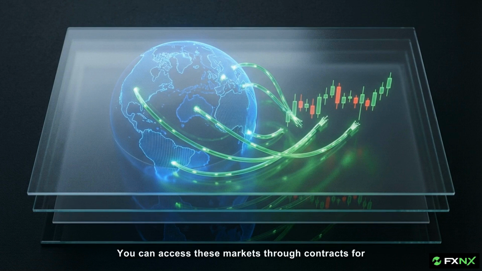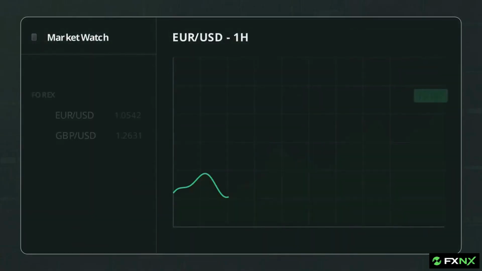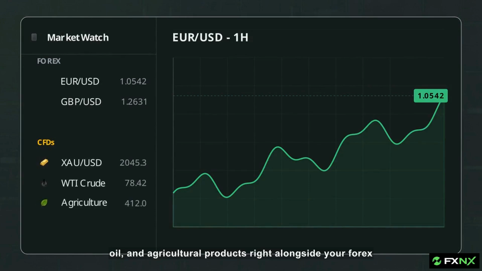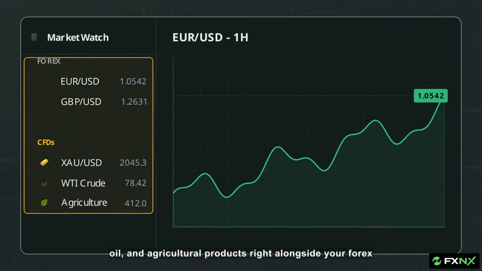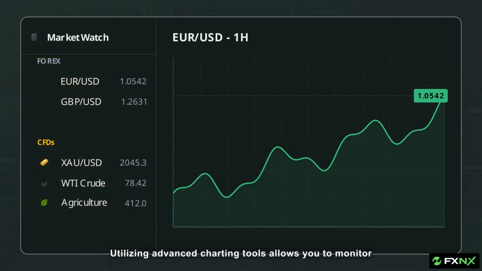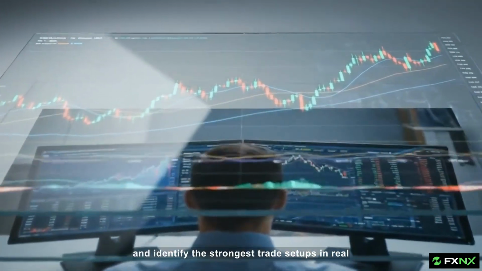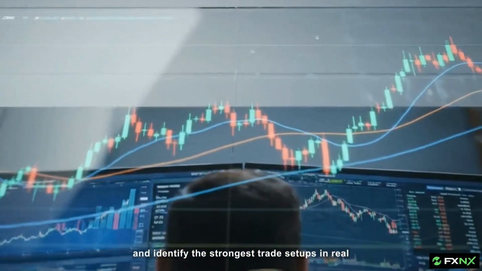You can access these markets through contracts for difference, or CFDs, which allow you to speculate on price movements in gold, oil, and agricultural products right alongside your Forex pairs. Utilizing advanced charting tools allows you to monitor these correlations and identify the strongest trade setups in real time.